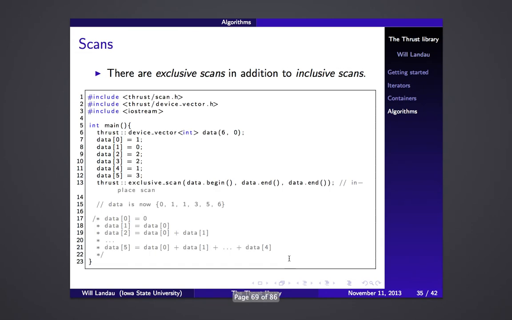There are exclusive scans, and this code is almost the same, except I use exclusive scan, and now my final array is going to look like this. It's just going to be offset by a little bit. It's going to start at 0 and then keep going, and the last is going to have everything summed up except the last original element. And that's the difference. I usually would want to use an inclusive scan. You might want to use an exclusive scan, but I don't see as much of a use for it, personally.